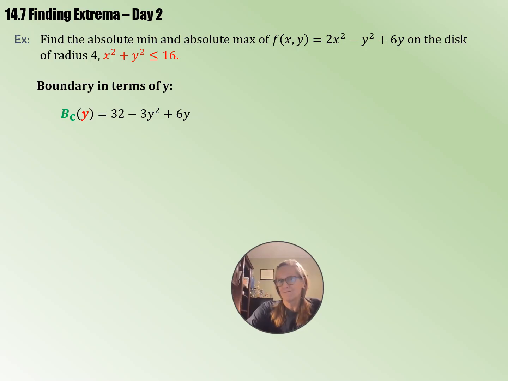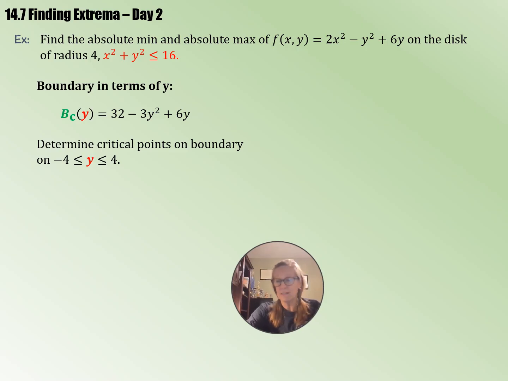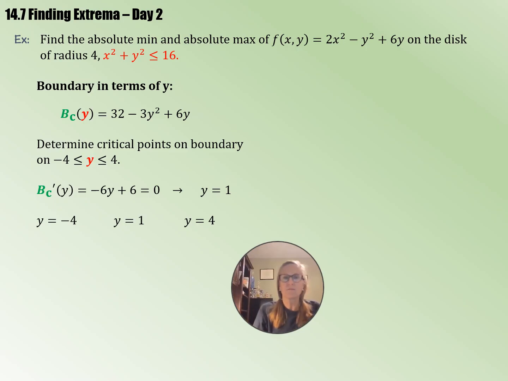And now what am I going to do? Yep. Know that y can only go between -4 and 4 because that's my radius of the circle, and take the derivative. Took the derivative with respect to just y, my single variable, and I got y is equal to 1. And then here's my endpoints, if you want, right? Endpoint, endpoint, and here was the interior point.